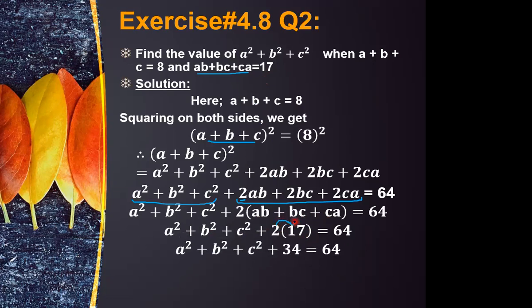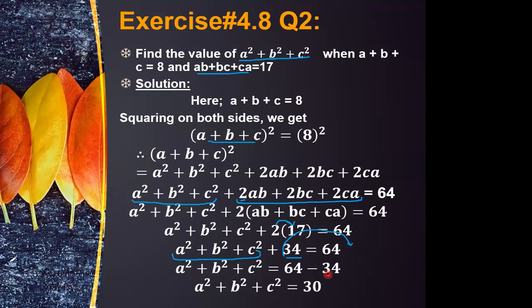So what will be the answer? 2 multiplied by 17 will become 34. Now this term is required. Here you have to find out the value of a square plus b square plus c square. Now simply what you will do, it is plus 34, so you will shift it to the right side, so it will become minus 34, right? So it will become 64 minus 34. So what will be the answer? Your a square plus b square plus c square is now equal to 30, right?